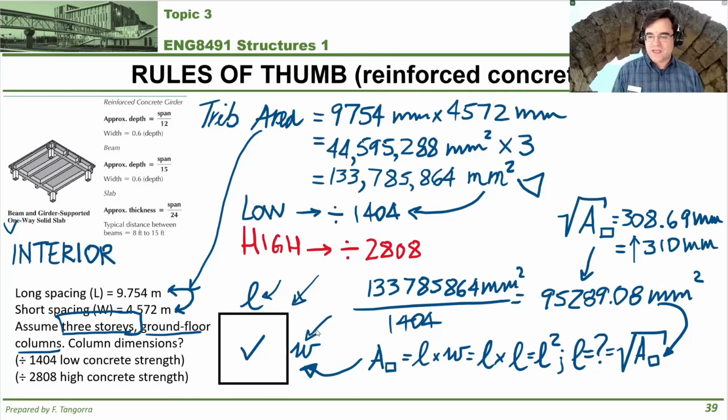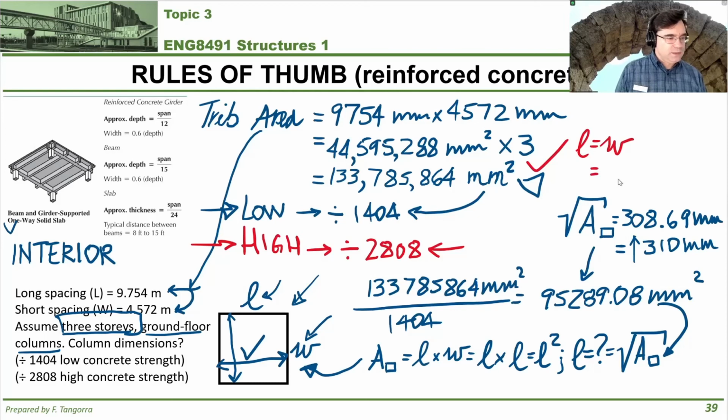Now this is going to be the length and the width of the column, assuming again that we're using low strength concrete. You would then repeat this process, keeping the same area, but using instead 2,808 if you choose to use high strength concrete. You can try it out. If you follow the same process, you will get that the length, and therefore the width, of the column is going to be 220 millimeters if you do it for high strength concrete.